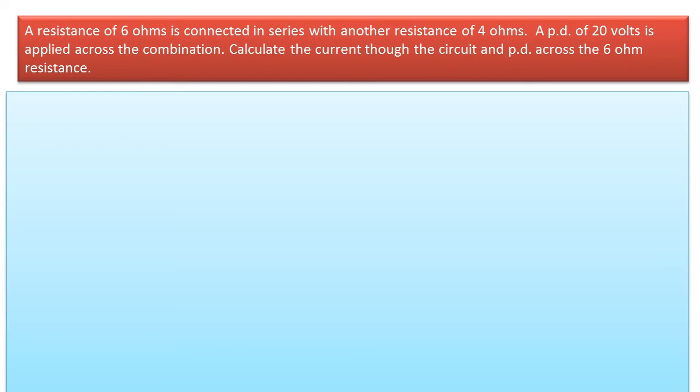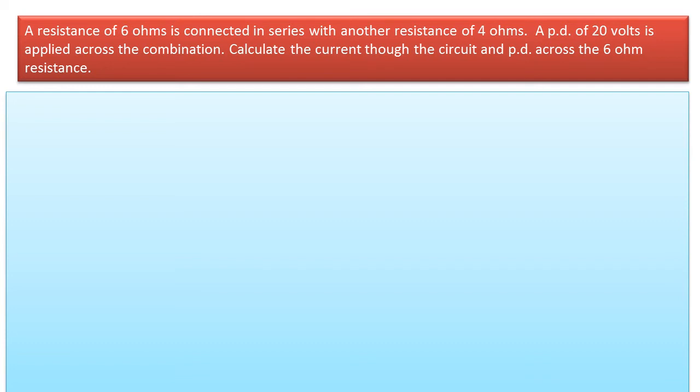Now let us solve one numerical based on this concept of resistors connected in series. Let us read the numerical first. A resistance of 6 ohms is connected in series with another resistance of 4 ohms. A potential difference of 20 volts is applied across the combination. Calculate the current through the circuit and potential difference across the 6 ohm resistance.